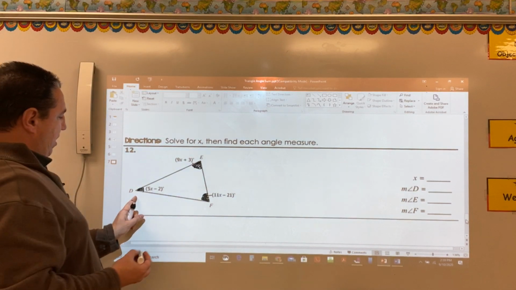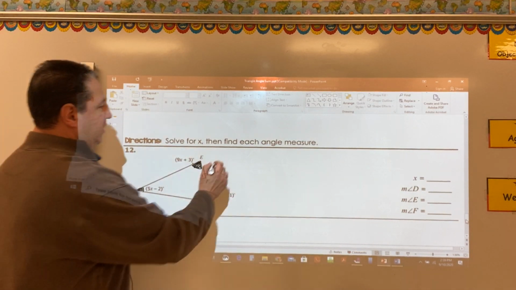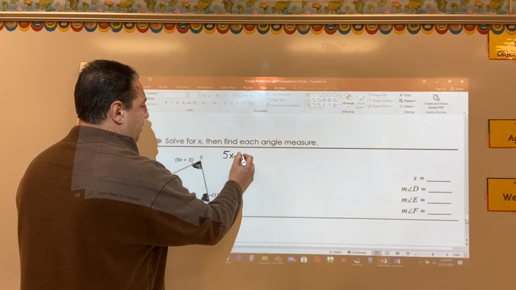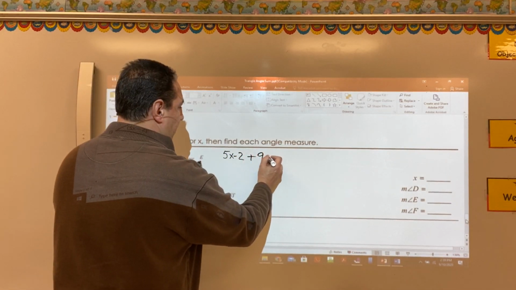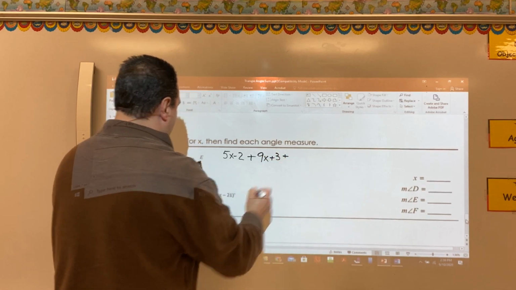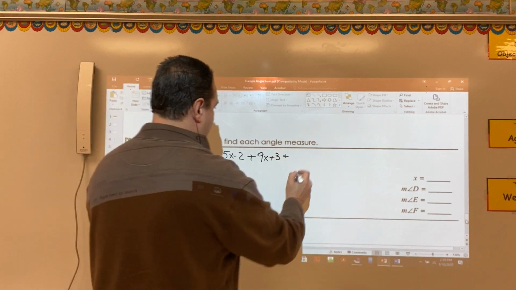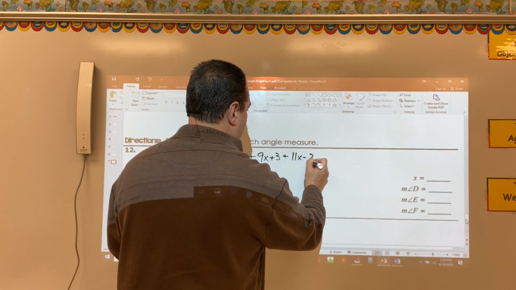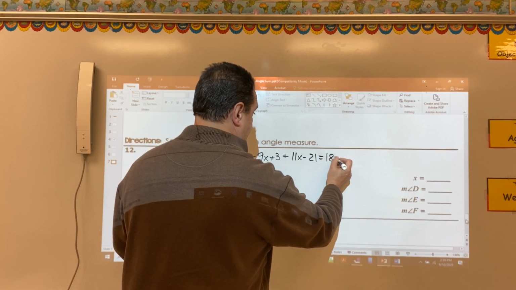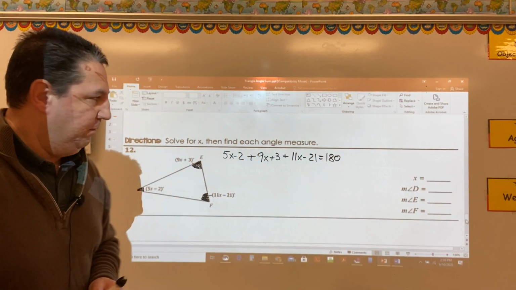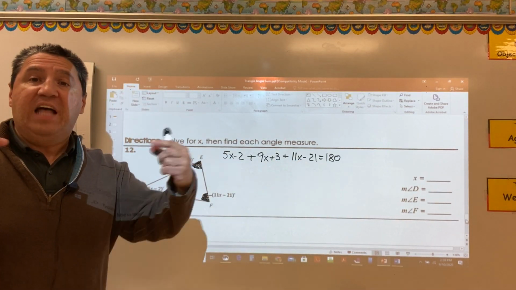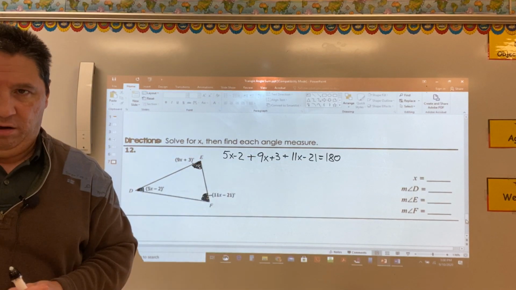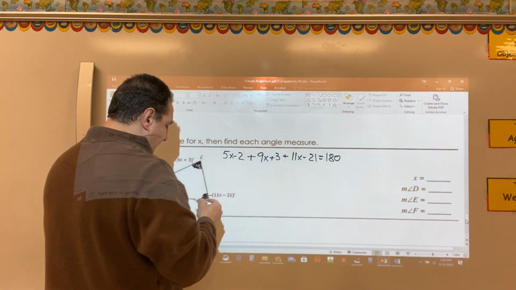So let's start with the least one. So 5x minus 2, plus 9x plus 3 plus 11x minus 21 equals 180, because their sum equals 180. Then we solve for x, but not before combining like terms.